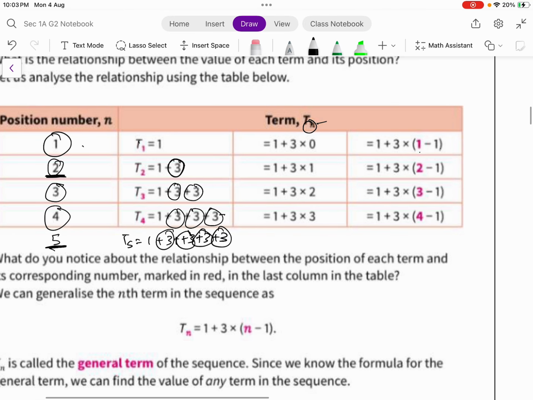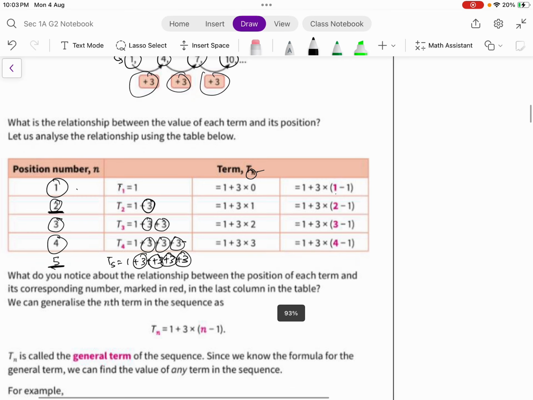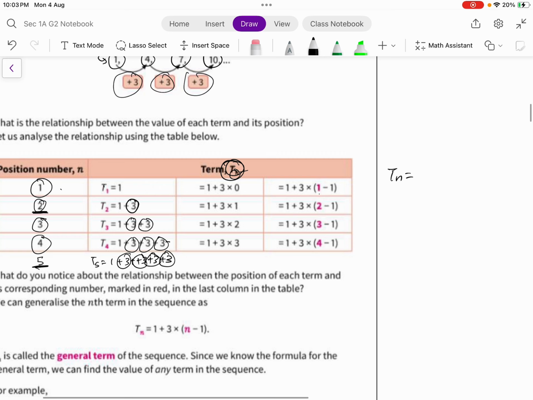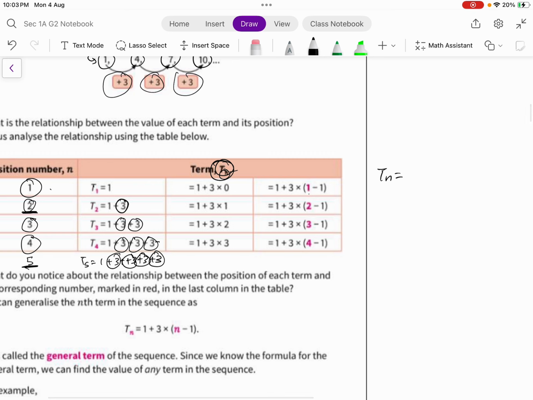From here, what you need to realize is that because the number of threes is always less than the placing number, if I want to find this Tn, this algebraic equation that will help me find every number in every placing in the number sequence, I always start with the difference. What is the difference here? The difference in this question is 3.